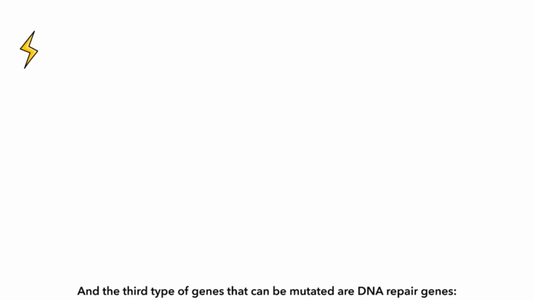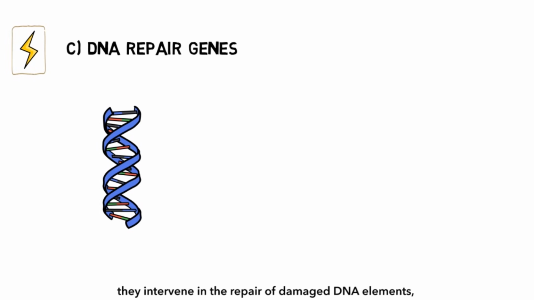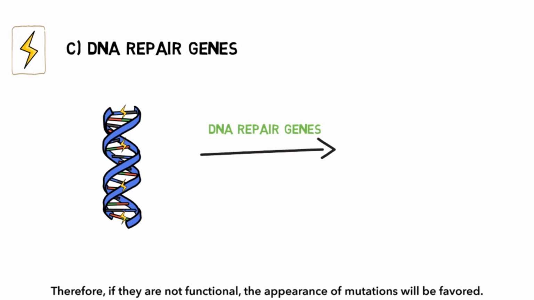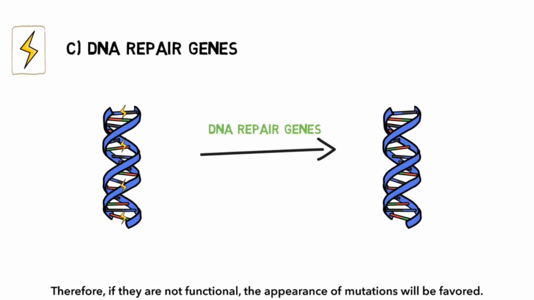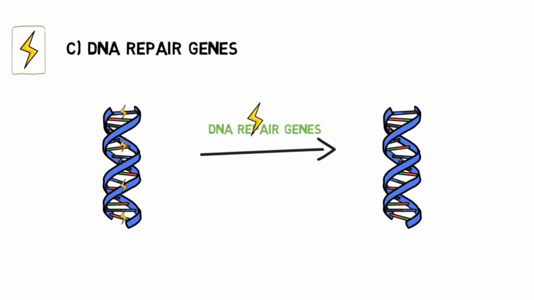And the third type of genes that can be mutated are DNA repair genes. They intervene in the repair of damaged DNA elements. Therefore, if they are not functional, the appearance of mutations will be favored.